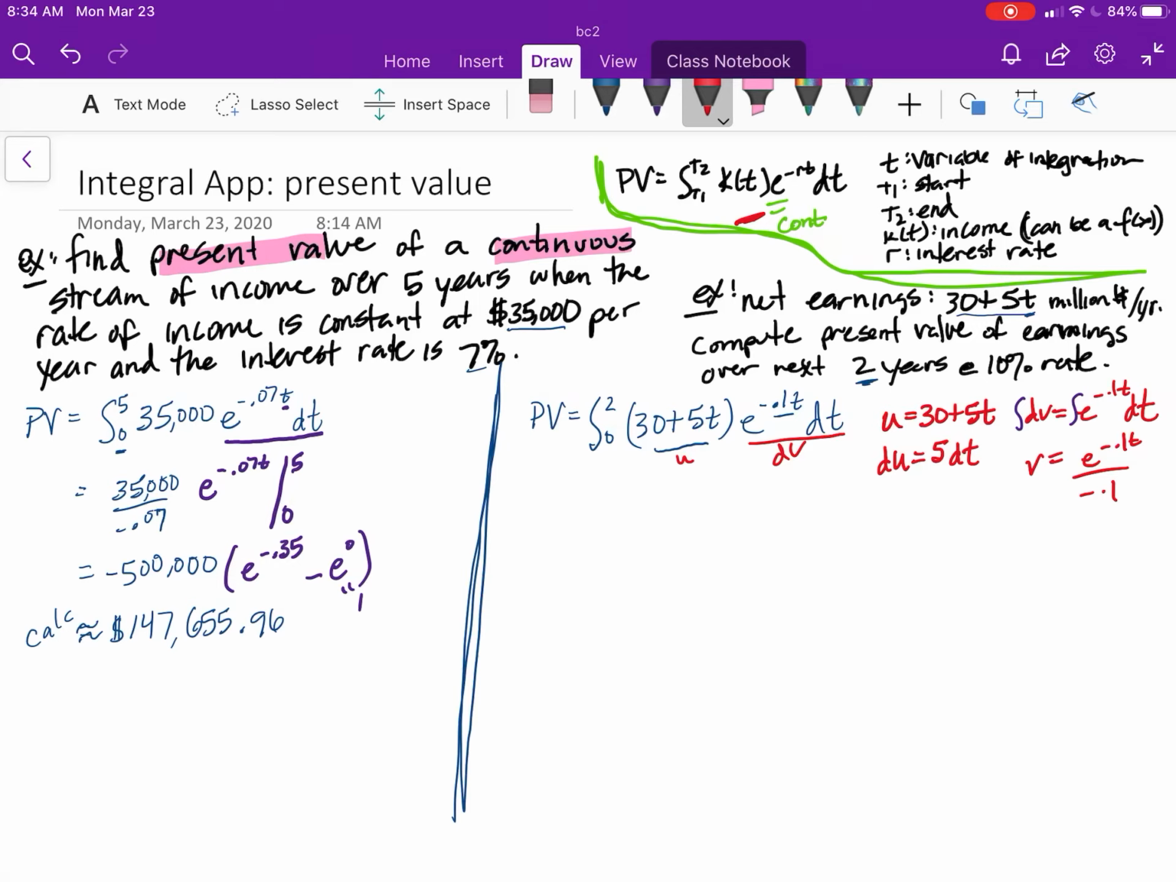So now let's take this. Remember, integration by parts gives uv minus the integral of v du. So this is equivalent to u times v, so 30 plus 5t multiplied by e to the negative 0.1 t over negative 0.1. And we range that from 0 to 2, that was our bounds. Subtract the integral of v du.